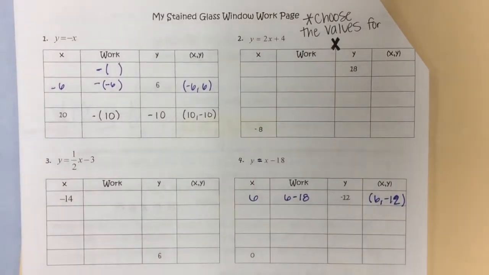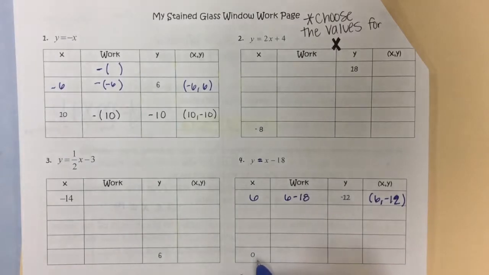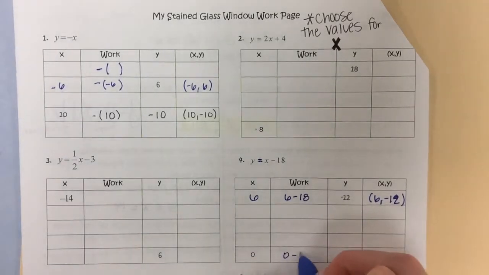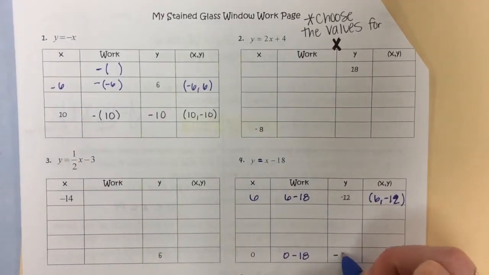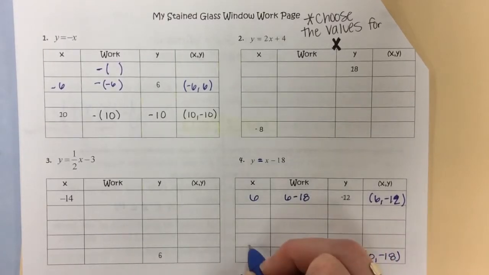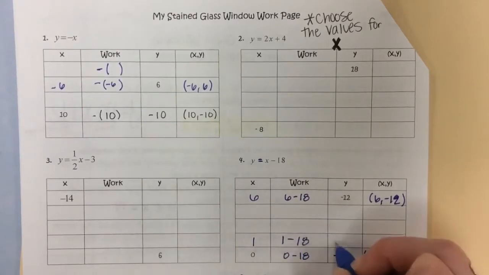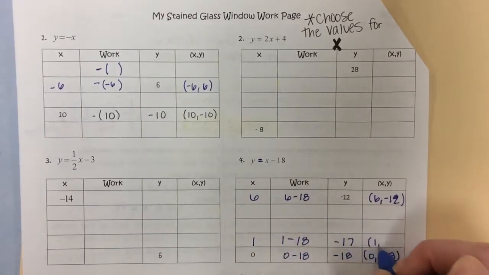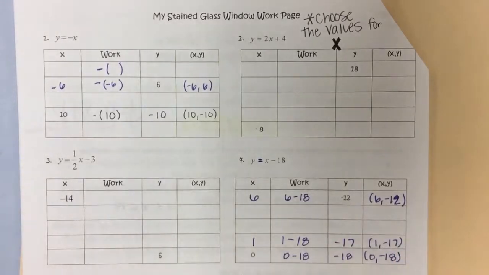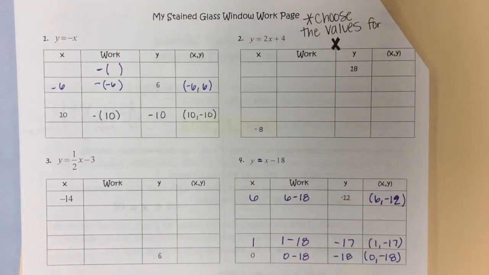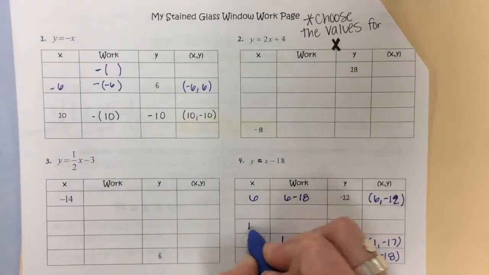Negative 12. So then, like I said, I like to use 0. 0 minus 18 is negative 18. What about, let's try 1. 1 minus 18, negative 17. Now you need to look and see if these are even going to fit on the graph. Let's see. How about 10 minus 18?